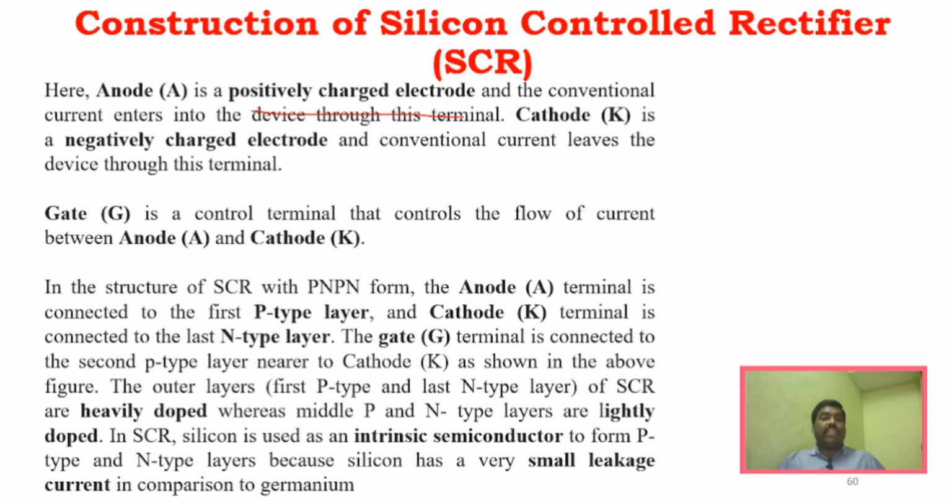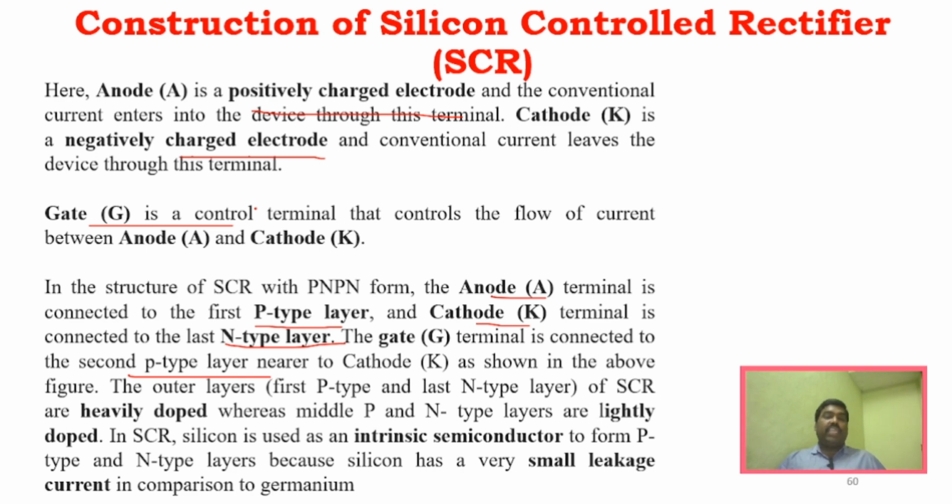Anode is the positively charged electrode, cathode is the negatively charged electrode, and gate is the one which controls the flow of current between anode and cathode. The anode is connected to the first p-type layer, and the cathode is connected to the last n-type layer. The gate is connected to the second p-type layer above the cathode.